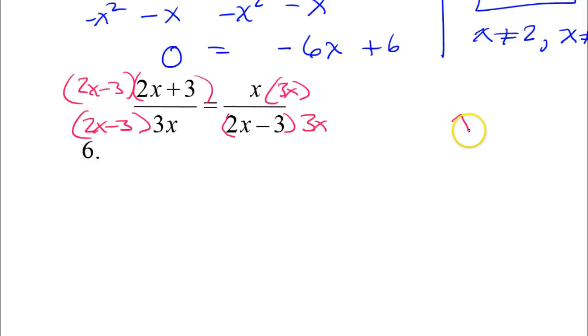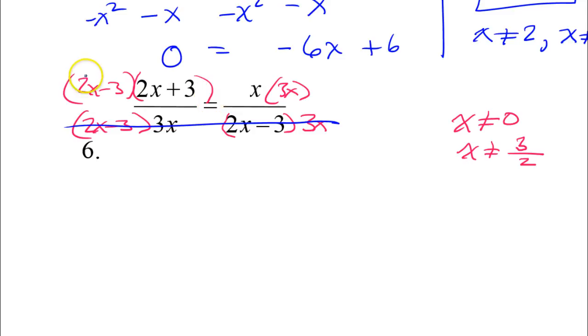I think I'll go ahead and just mention the excluded values. X cannot equal 0 because of setting 3x equal to 0, you get 0. And x cannot equal positive 3 over 2 from setting this equal to 0. 3 over 2. Okay, so I cancel out the denominators.